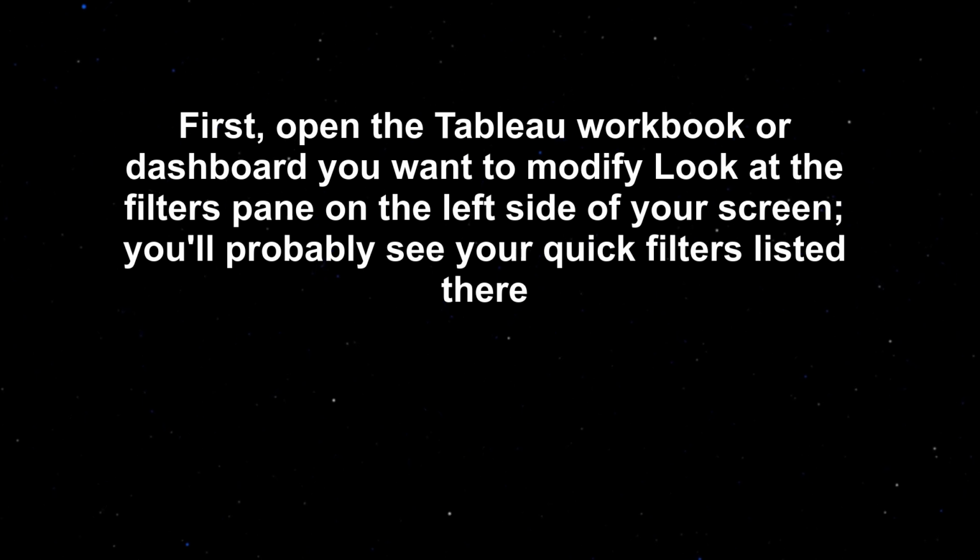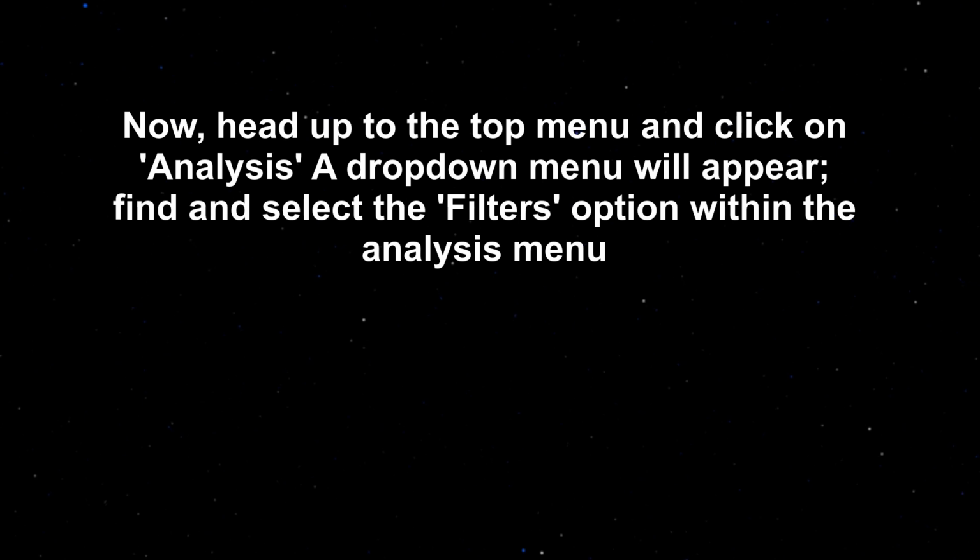Look at the Filters pane on the left side of your screen. You'll probably see your quick filters listed there. Now, head up to the top menu and click on Analysis. A drop-down menu will appear. Find and select the Filters option within the Analysis menu.